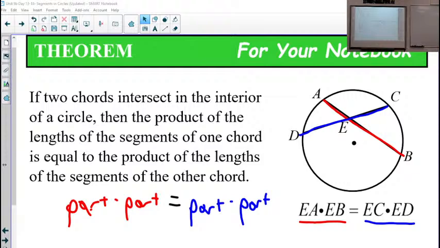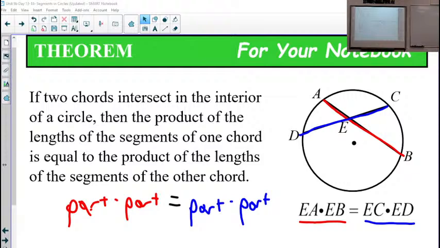multiply the piece of this chord and multiply the pieces of this chord, then those answers to those multiplications should be the same. So what you're going to see me write this as is part times part equaling part times part. Or sometimes you'll hear me say piece times piece equals piece times piece. And that's going to be the formula that we're going to use on this.